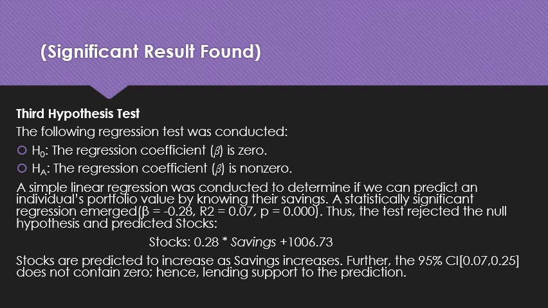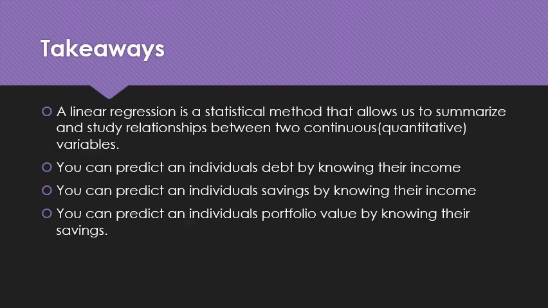So a few takeaways. A linear regression is a statistical method that allows us to summarize and study the relationship between two continuous variables. We also determined that you can predict an individual's debt by knowing their income. You can predict an individual's savings by knowing their income, and you can predict an individual's portfolio value by knowing their savings.